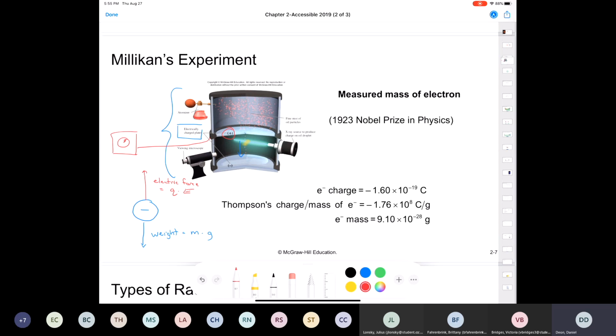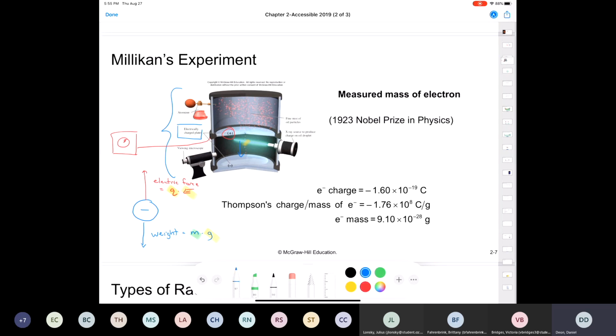Okay, and so he knew the gravitational force. Okay, he knew the charge per gram. Okay, and he knew the applied field. And from that, he was able to determine the mass of an electron. Okay, so he was able to determine that, and it's not written out here explicitly for you.